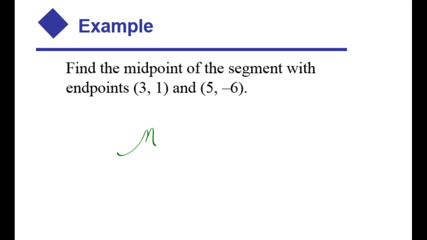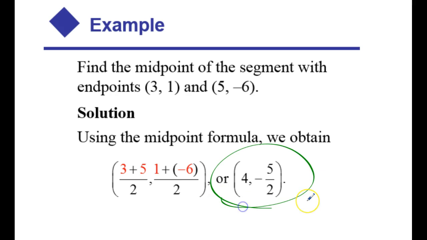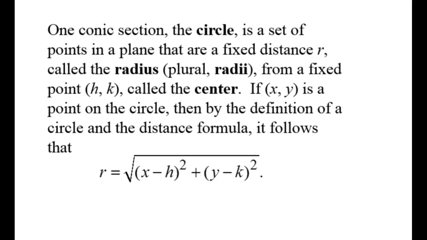So an example of the midpoint here: if I add the x's, 5 plus 3 divided by 2, and then 1 plus a negative 6 divided by 2. And I'll just put this in ordered pair. So 8 divided by 2 is 4, and negative 5 divided by 2, I'll just leave it. So the midpoint is 4 comma negative 5 halves.